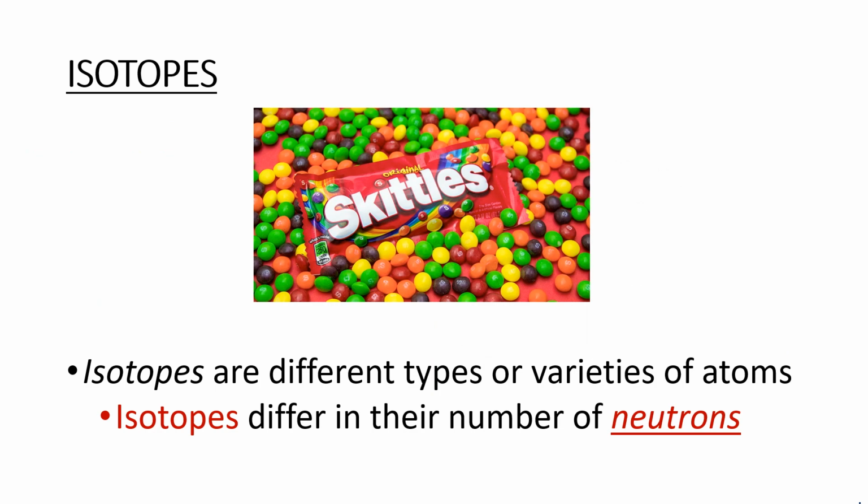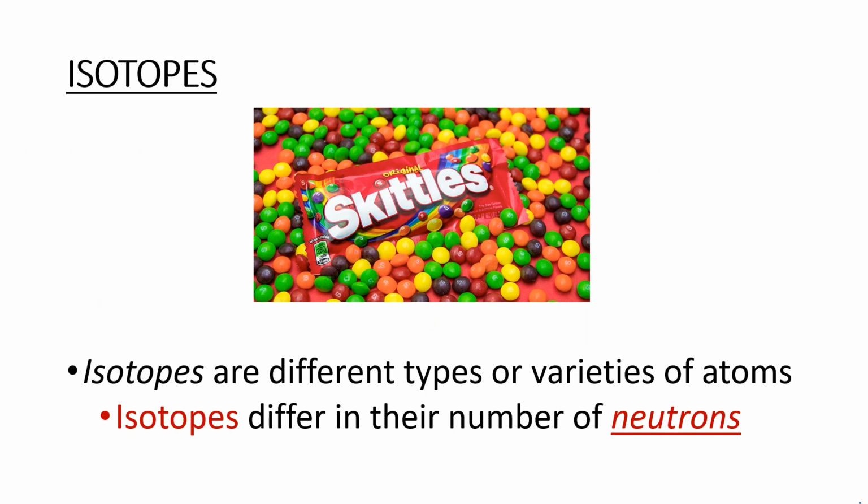So why did I put a bag of Skittles on our picture here? Well, as you know, when you eat a bag of Skittles, they all have different fruity flavors, but you could tell if I slid in an orange M&M, you would definitely know that is not a Skittle. So while Skittles all have similar characteristics, they're different in the fruit variety that you taste, right? So isotopes are very similar. They're different kinds or types or varieties of atoms. The only difference is isotopes are different in the number of neutrons that atom might have.